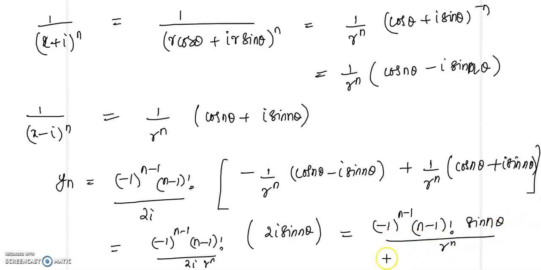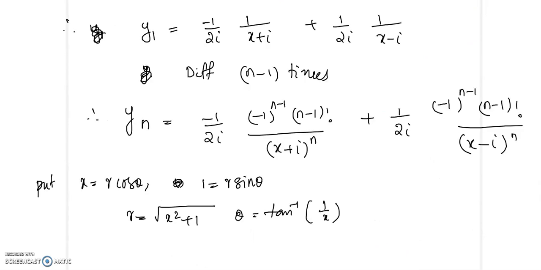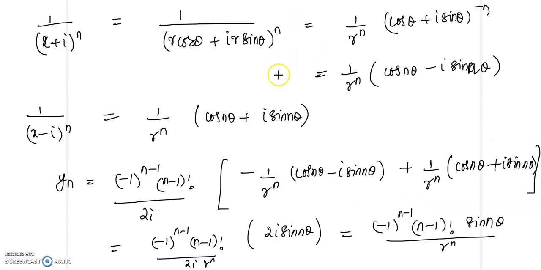So you have the value of r and theta. r will be root of x square plus 1 and theta will be tan inverse of 1 by x. Tan inverse of 1 by x is equal to cot inverse of x. So that is the required value of the nth derivative. You can further simplify r if you need.